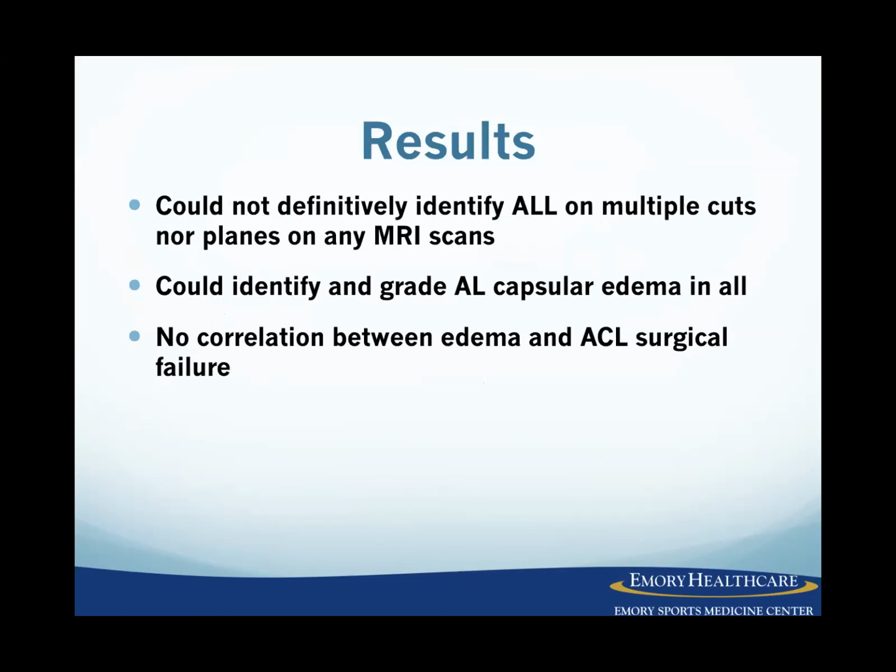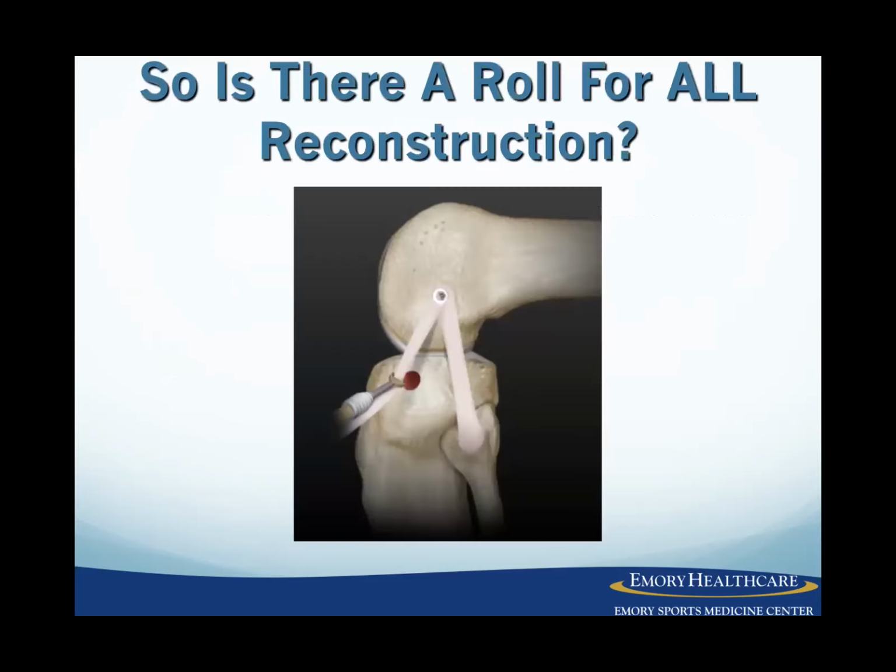So what we found from this study is basically no one could definitively identify the ALL on multiple cuts or planes on the MRIs. None of us could. I couldn't, Walt couldn't. I'm not sure who else was involved in that study. Adam may have been. Adam, I'm not sure if you were a fellow then. But anyway, we couldn't do it, okay? We could identify it and grade the edema, but we found no correlation between the edema and the ACL surgical failure, okay? So now what do we do with that?